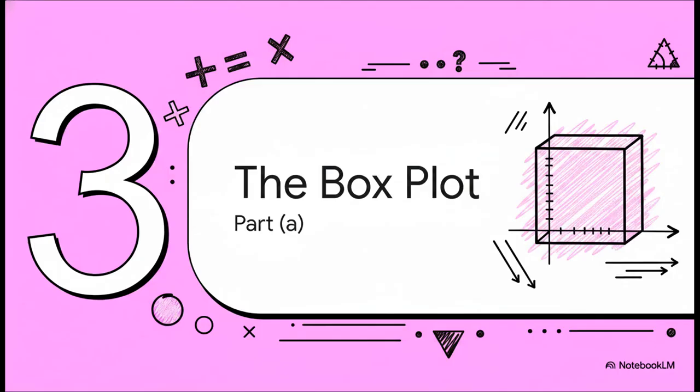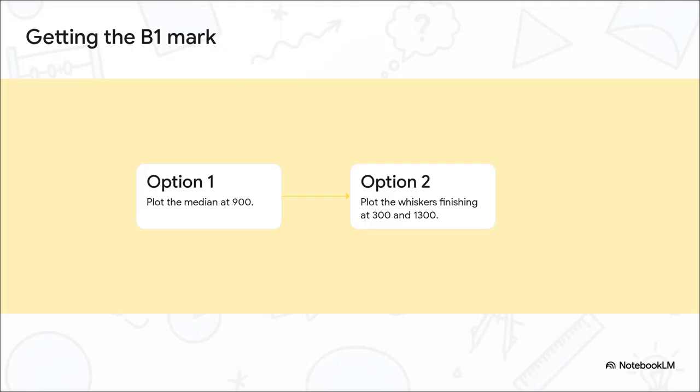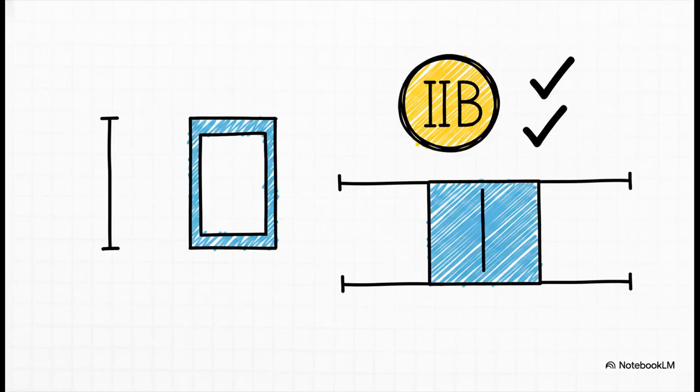Okay, let's dive into part A, the box plot. This bit is testing 2 skills at once. Can you draw one, and can you read one? And right away, we see how you can pick up partial credit. The mark scheme gives you what's called a B1 mark, that's one of those independent marks, for doing just one of 2 things correctly. Either you plot the median at 900, or you get the whiskers finishing at 300 and 1300. See? You don't even need the whole thing right to start scoring points. It's kind of like building blocks, right? Get all the pieces in the right place, the median, the quartiles, the whiskers, and bam, you get the full B2. That's 2 marks in the bag for this bit.